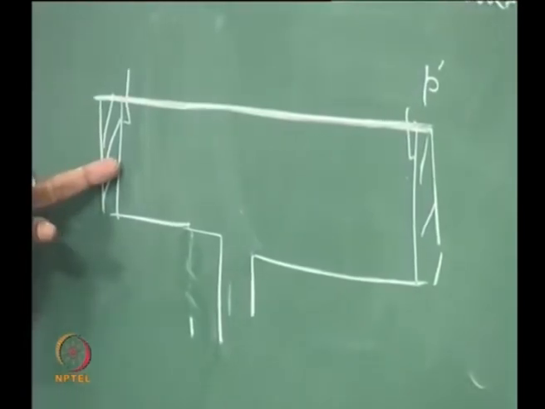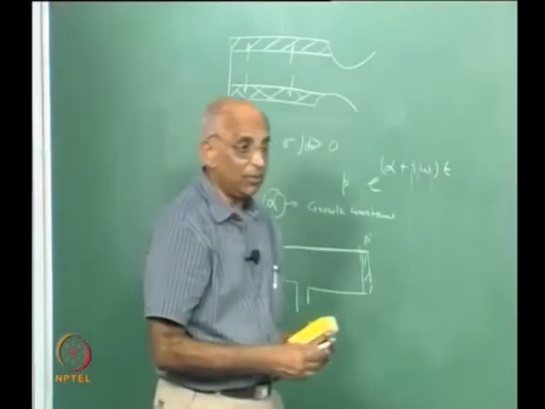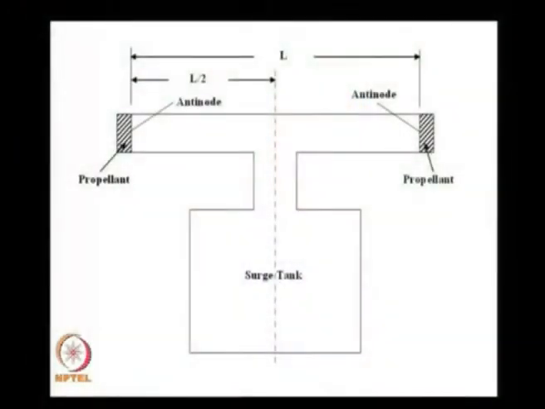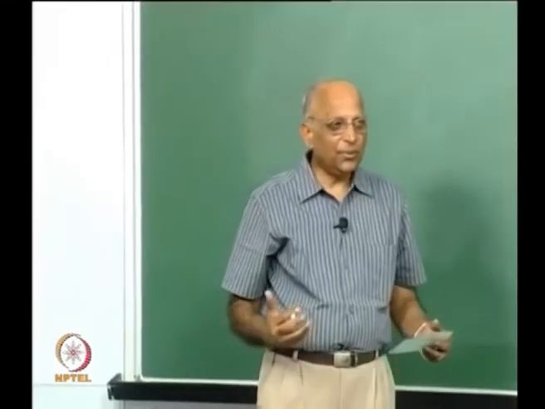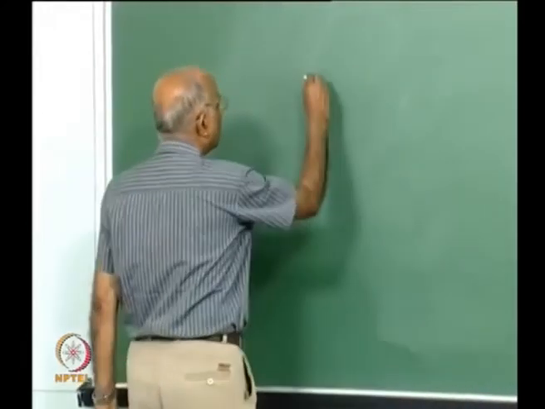I ignite it, I burn it, and what is it I observe? That means I have something at the antinodes. I put the solid propellant, the length is L for the given frequency. I also put a tank over here such that I can maintain the pressure at the level of the pressure in the chamber. We would like to know the rate at which the oscillations grow.